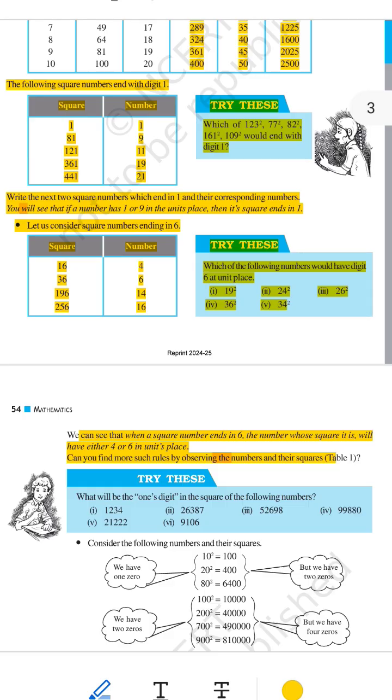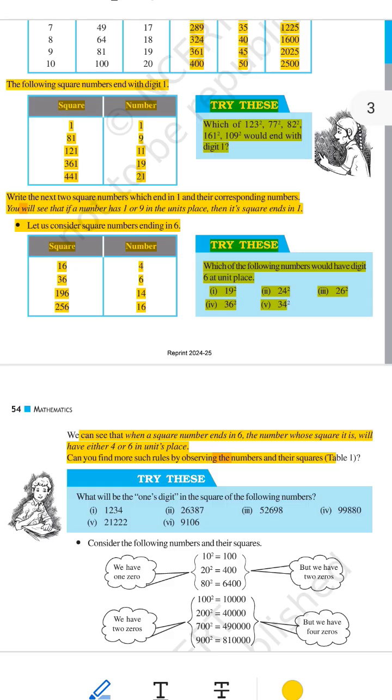4. Trying other numbers. You were asked, which of these numbers, when squared, will end with 1? 23 ends with 2, 77 ends with 2, 82 ends with 2, 161 ends with 2, 109 ends with 2. But 2 is not 1 or 9, so none of these numbers will have squares ending with 1.